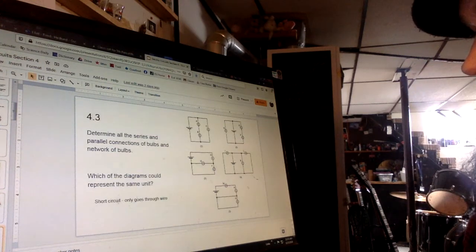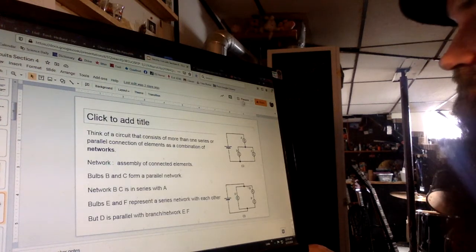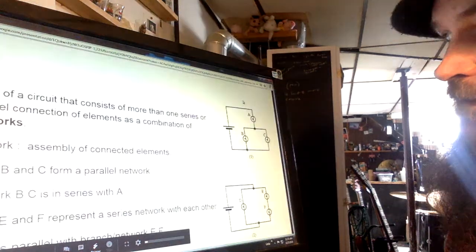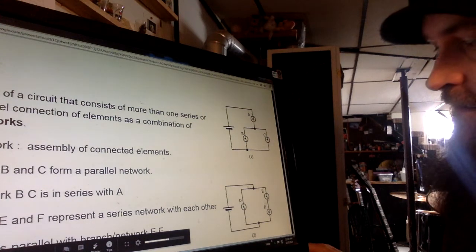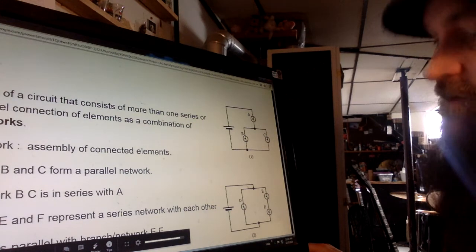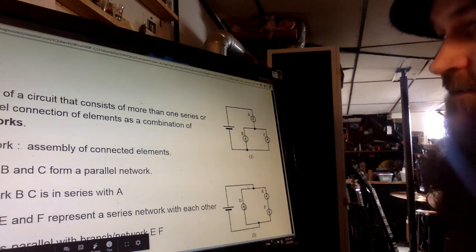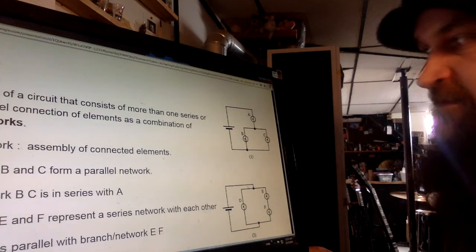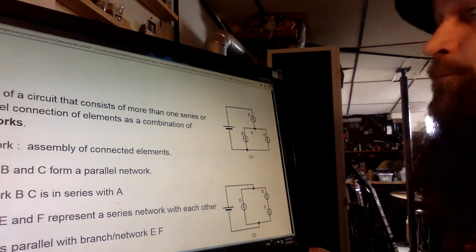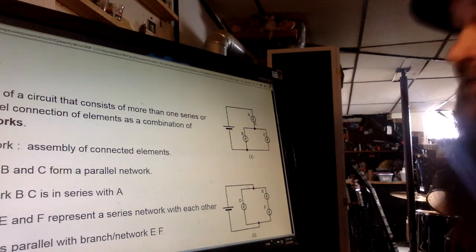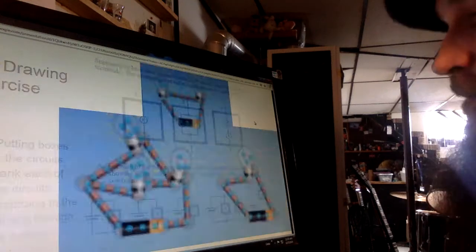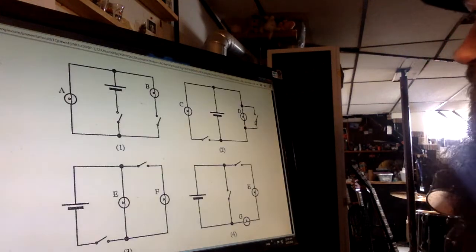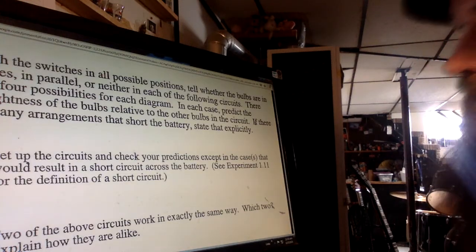So here's a quick review. We say that E and F are in series and branch EF is parallel to D. We could say bulbs B and C are in parallel and branch BC is in series with A. Please look at this slideshow if you need more help. We're just going to look at some more complicated circuits.